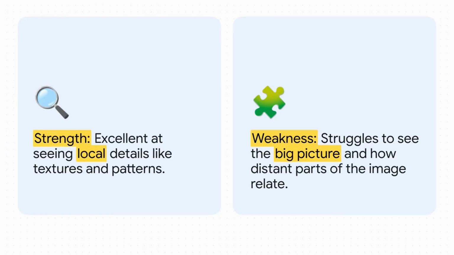Now, this scanner approach was actually great at recognizing small, local details. You know, the texture of a dog's fur, the pattern on a basketball. But it had one huge weakness. It really struggled to see the big picture right away. It had a tough time understanding that a dog's ear over on the left side of the picture was related to its tail way over on the right side, without building up all these layers of context first.